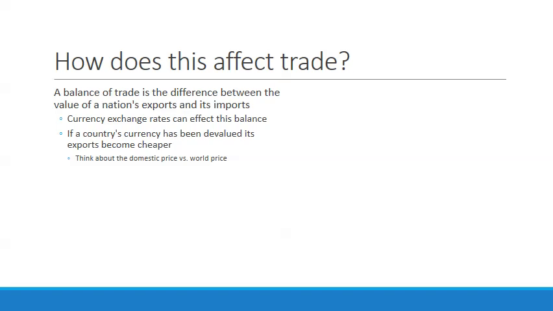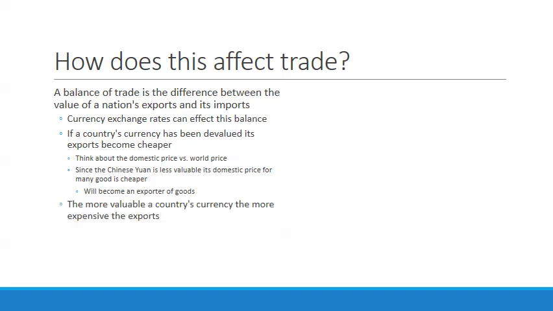Now, if you're importing goods in, the world price is going to have an effect there as well, because it's going to increase the price, and thus it's going to change the way the imports and exports are working. So since the Chinese yuan is less valuable, its domestic price for many goods is cheaper, and thus it will become an exporter of goods. Now, the more valuable a country's currency, the more expensive the goods. So countries with more valued currencies are importers. Like the United States, which has a very valuable currency. Well, what does the United States primarily do? We import. Now those with less valuable currencies thus become exporters.